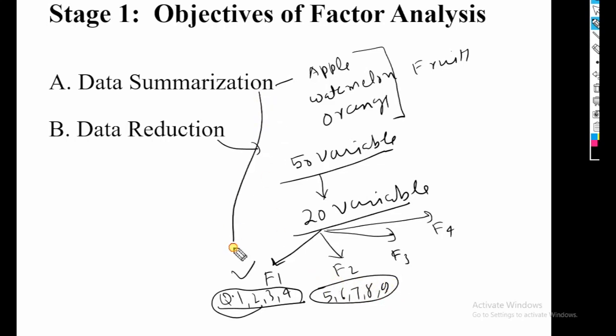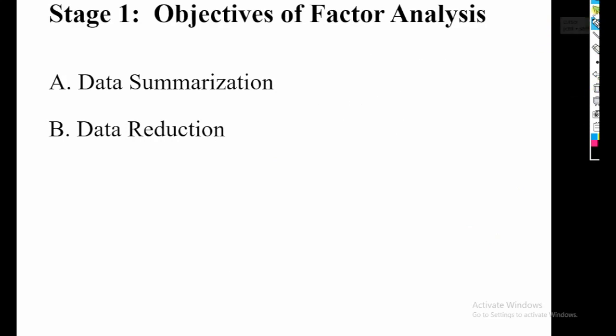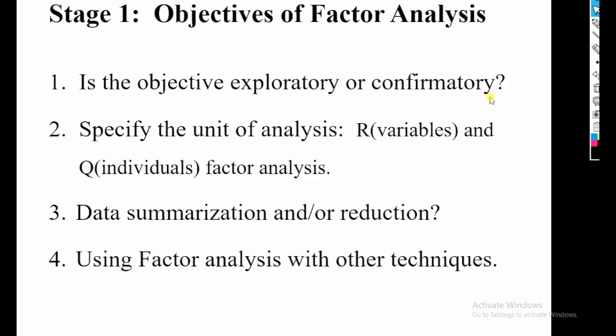Summarization means giving a name to the factor, and data reduction means reducing a large number of variables into a few. This is the basic objective of exploratory factor analysis. We reduce a large number of questions into a few and then combine them.